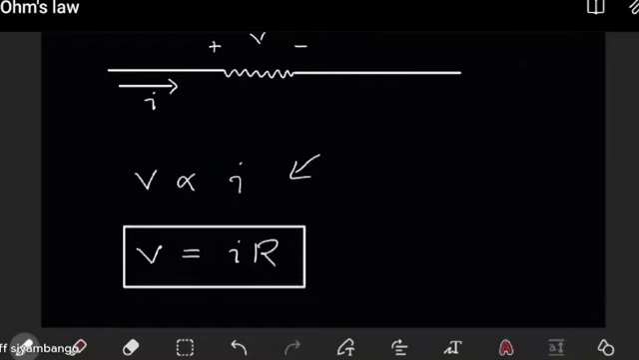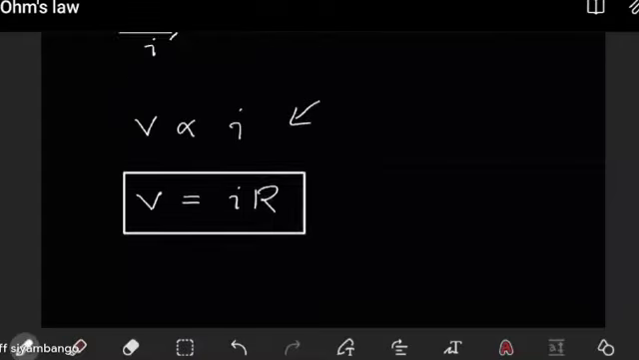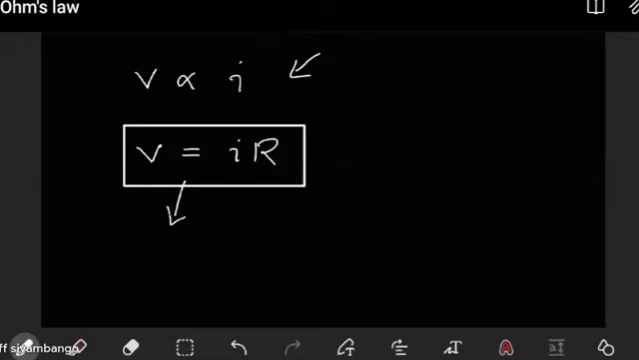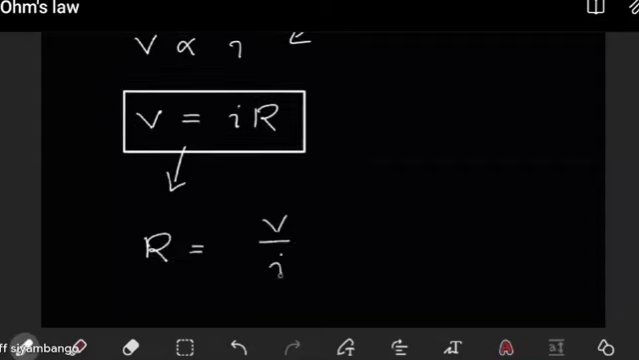Okay, any questions there? Now, you should see that from this equation, we can easily make resistance the subject of the formula, and we end up with R being equal to the voltage divided by the current. Here, of course, the voltage will come with the unit of volts, while the current will come with the unit of amps, or the ampere.